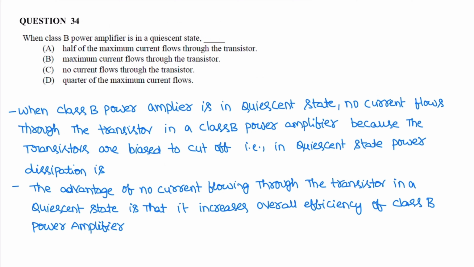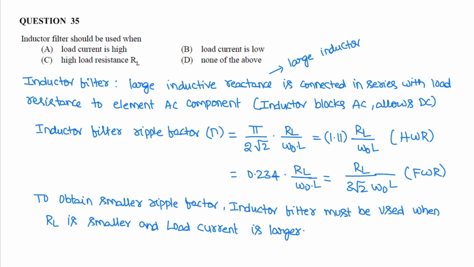So when a class B power amplifier is in quiescent state, no current flows through the transistor, because the transistors are biased to cut off. That is, the quiescent power dissipation is 0. The advantage of no current flowing through the transistor in quiescent state is that it increases the overall efficiency of the class B amplifier. So the correct option is that no current flows through the transistor, and in quiescent state the power dissipation is 0. If no current is flowing, the power dissipation is 0. Correct option is C. Next question.